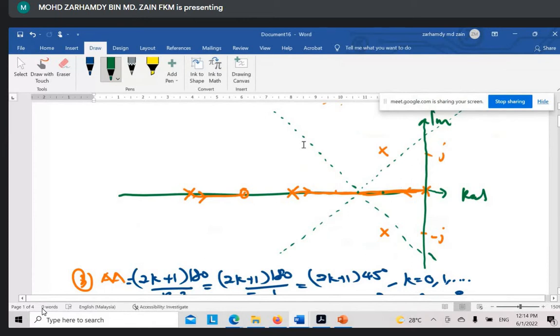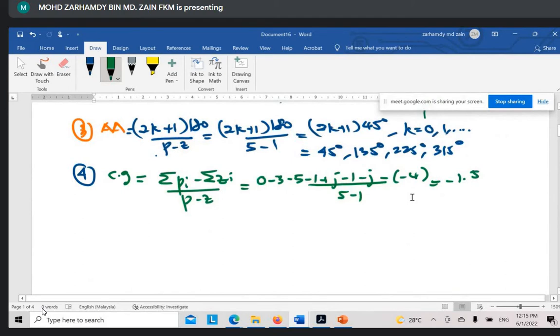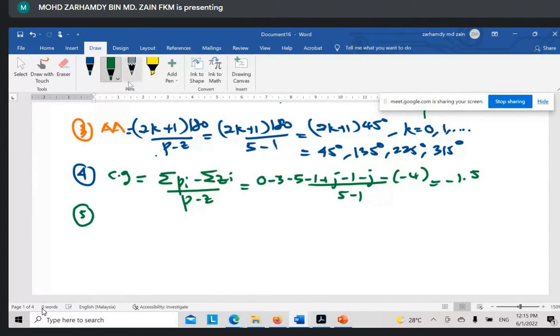Now we have done asymptote and center of gravity, and then we have another one because we have poles and zeros. We have arrow and arrow, so they must have a breakaway. So we need to find the breakaway point. But in some cases, in test 1 or test 2, if your number of poles and zeros is too many, the lecturer will give the value of the breakpoint. But if they do not give it, you need to find it by yourself.